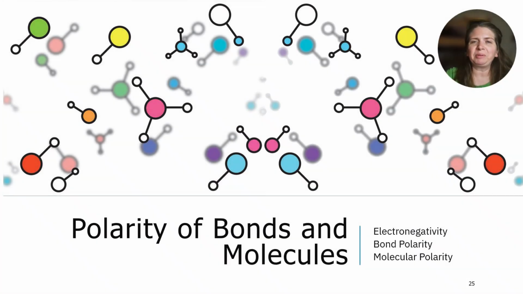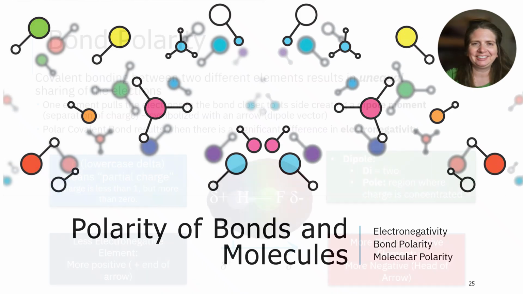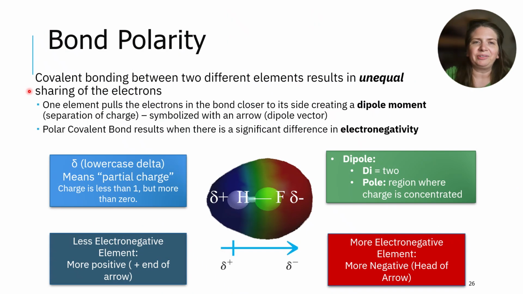In this video, we will be discussing the polarity of bonds and molecules. Covalent bonding involves the sharing of electrons. However, just because two atoms are sharing electrons does not mean that they are sharing them equally. Some elements pull shared electrons closer to themselves. When electrons are shared unequally, a dipole forms.